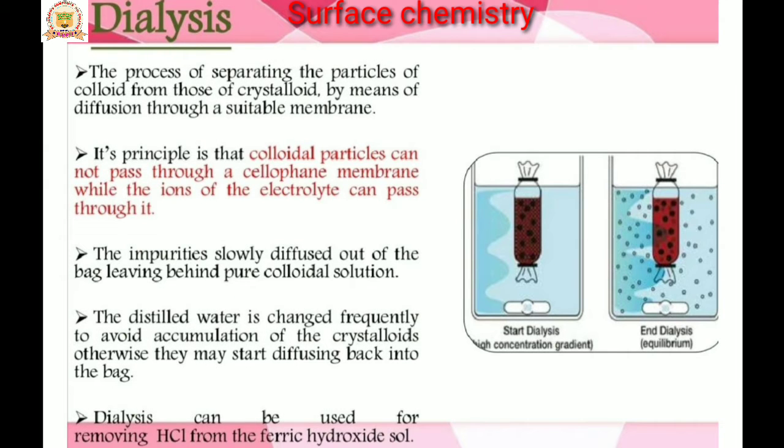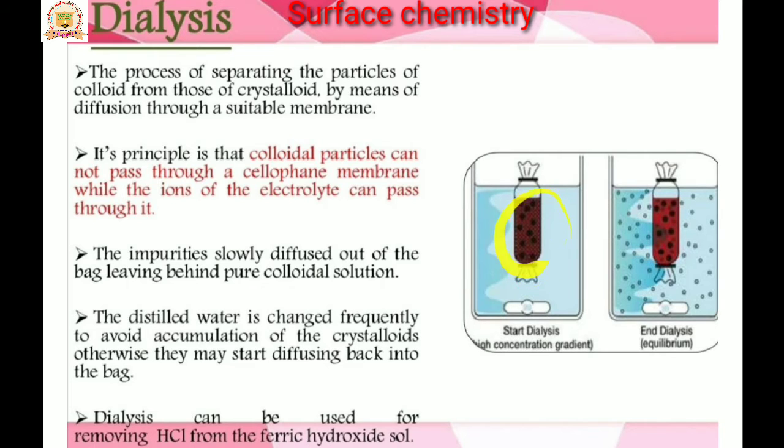What does dialysis mean? It is the process of separating the particles of the colloid from those of crystalloids by means of diffusion through a suitable membrane. Its principle is that colloidal particles cannot pass through a cellulose membrane, while the ions of the electrolyte can pass through it. The principle of dialysis is this: the colloidal particles are much bigger in size, so they cannot pass through the semi-permeable membrane. Only the ions of the electrolyte can pass through it.